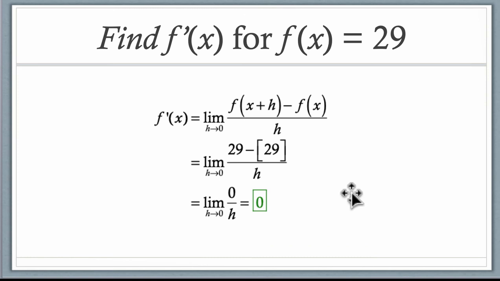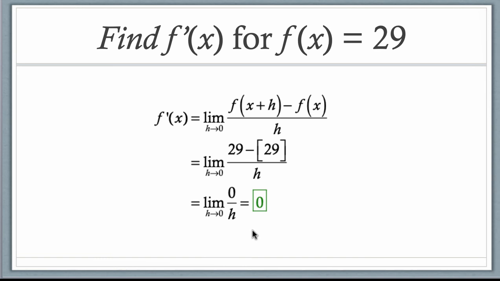Last example, we're going to find the first derivative for f of x equals 29. So here's my formula. Well, I have nowhere to put an x plus h in, so really I just have my original function, 29 minus 29 over h. Simplifying that, I get 0 over h, which of course is going to be 0. So in fact, the derivative at any constant is going to be 0.